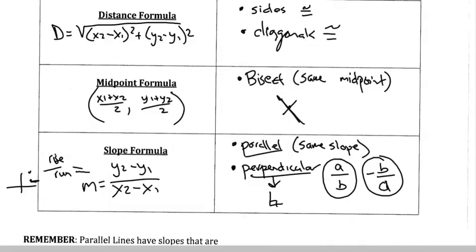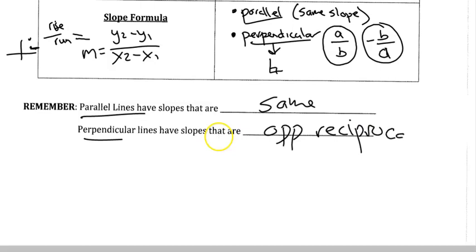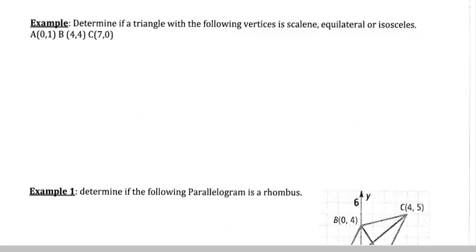Okay, now let me show you how this is going to work. But once again, let's recap on this. Parallel lines have the same slope, and perpendicular lines have opposite reciprocals. So we go over and look at this. Determine if a triangle with the following vertices is scalene, equilateral, or isosceles. Scalene means none congruent, equilateral means all congruent, and isosceles means 2 congruent.